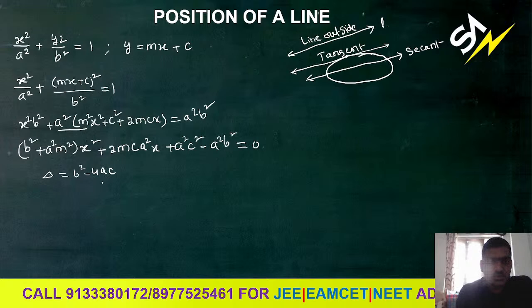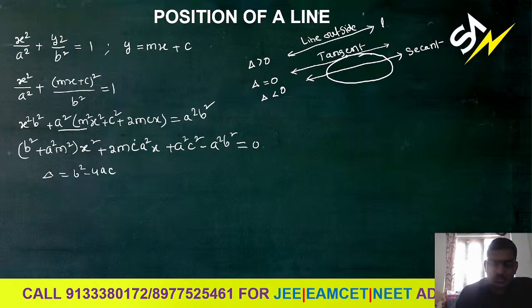Let us find out this discriminant, and here particularly we need, once again, if this delta is greater than 0, then the line is outside. If this delta is equal to 0, the line will become tangent. If this delta is less than 0, this line will become secant. Now let us try to see when this line will become tangent.